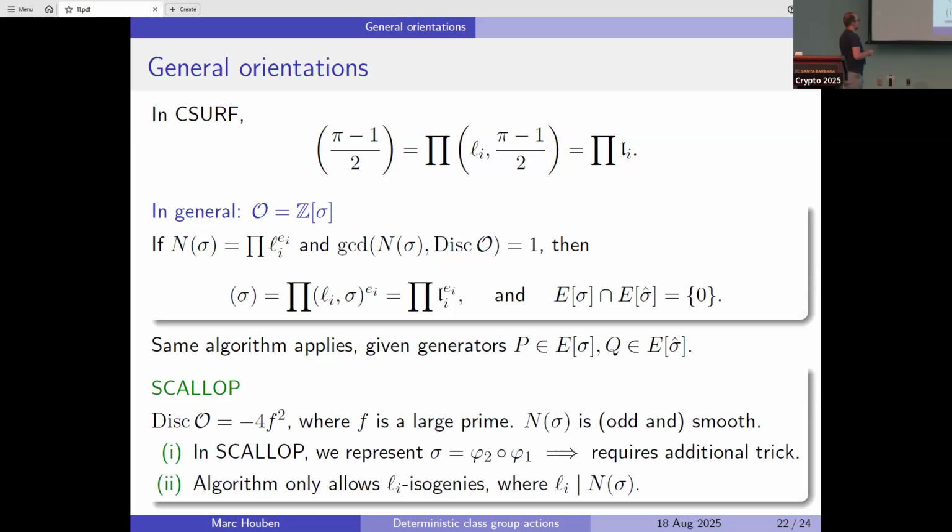There are a few caveats. There's an additional trick that you need because the representation of the orientation is a little bit different in SCALLOP. And it's probably less efficient because we're only allowed to evaluate isogenies whose degree divides the norm of the representing endomorphism. And sometimes you would also like to use other prime ideals. And that means that this is probably more applicable to a SCALLOP variant called PEARL-SCALLOP.